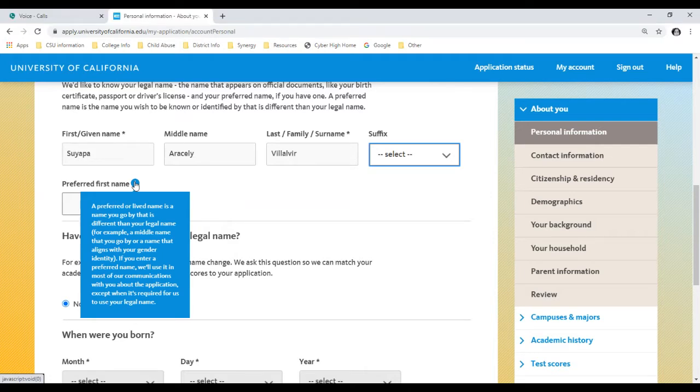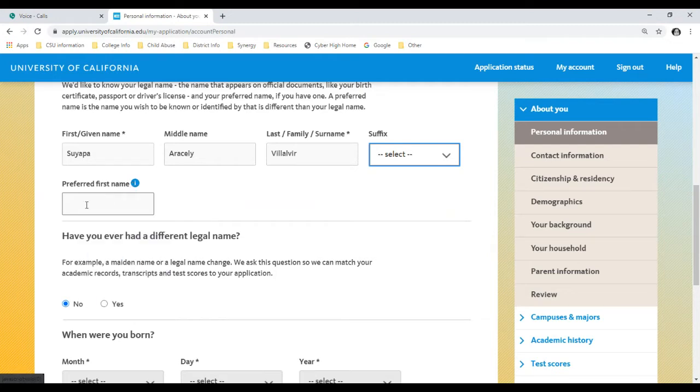So if you're not sure about something and that is an option, go ahead and read what it says. So it says a preferred or live name is a name you go by that is different than your legal name. So this is where you would put a nickname if that's what you want to be called. But up here, you have to make sure you put your full legal name, okay? So preferred first name, as an example.